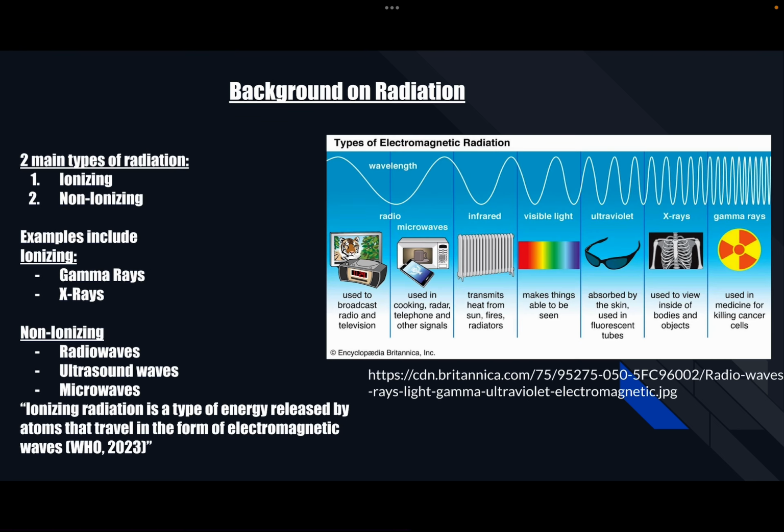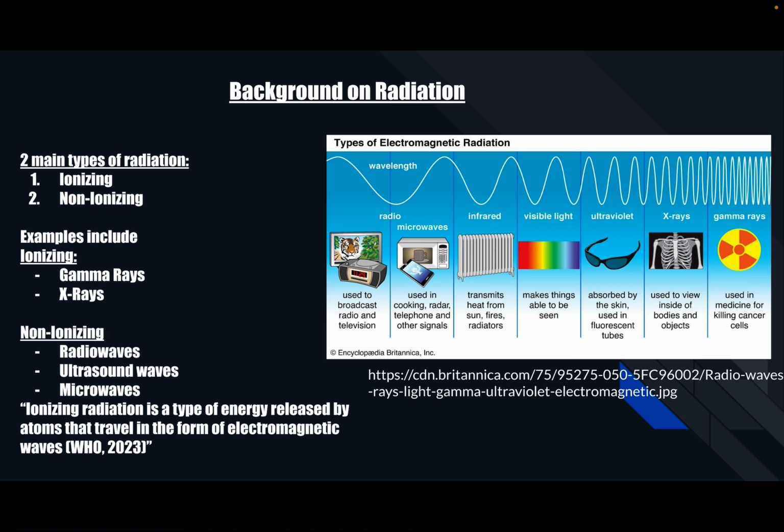So first off, background on radiation. We need a refresh on the general background of radiation. There are 2 main types of radiation, non-ionizing and ionizing. Some examples of ionizing radiation include gamma rays and X-rays. Non-ionizing include radio waves, ultrasound waves, and microwaves.